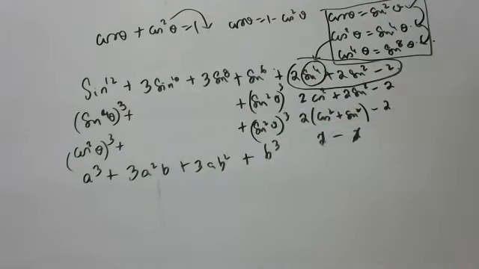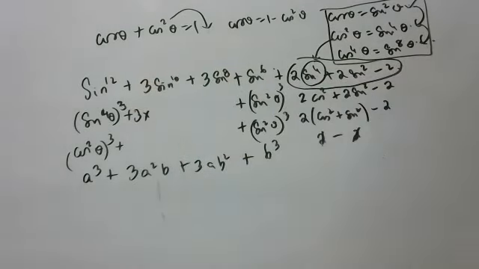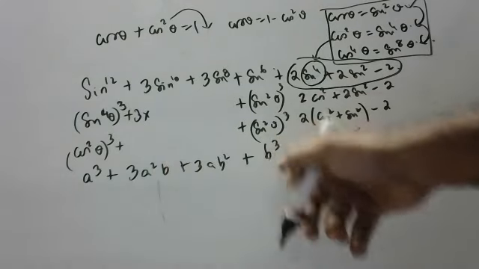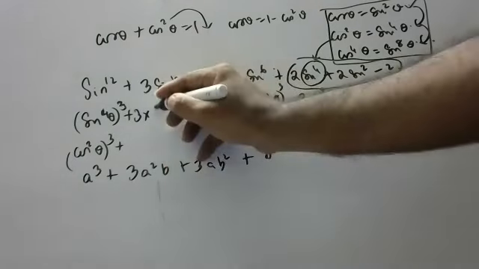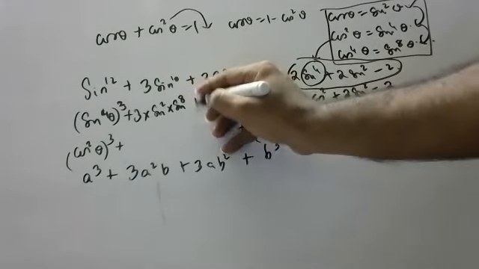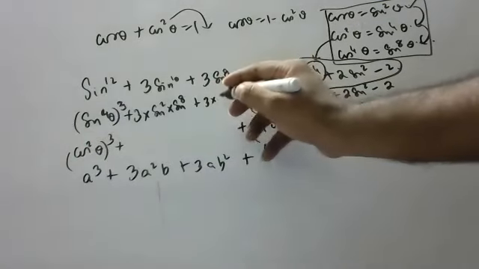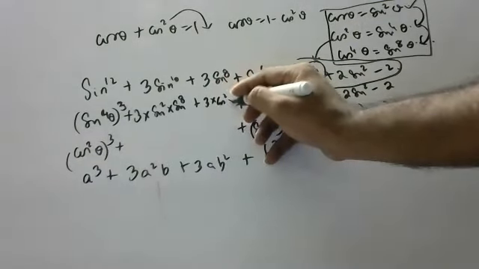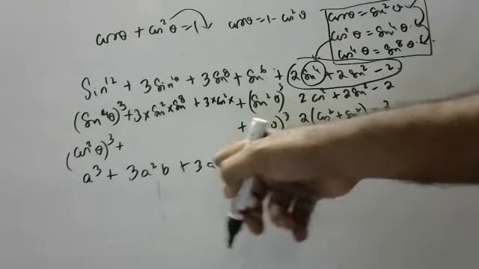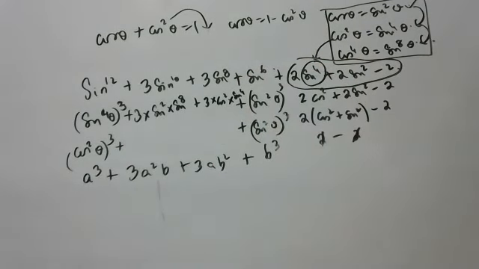Now you see, I will show. 3 into, what is b, children? Sin square. If sin square has gone, what is left over? Sin 8, plus 3 into ab square. What is a, children? Cos square. And what is b square, children? Sin 4. Okay, children? Try to understand.